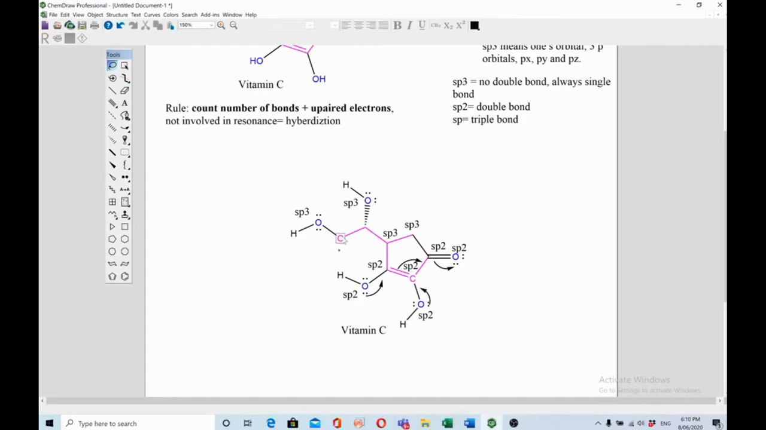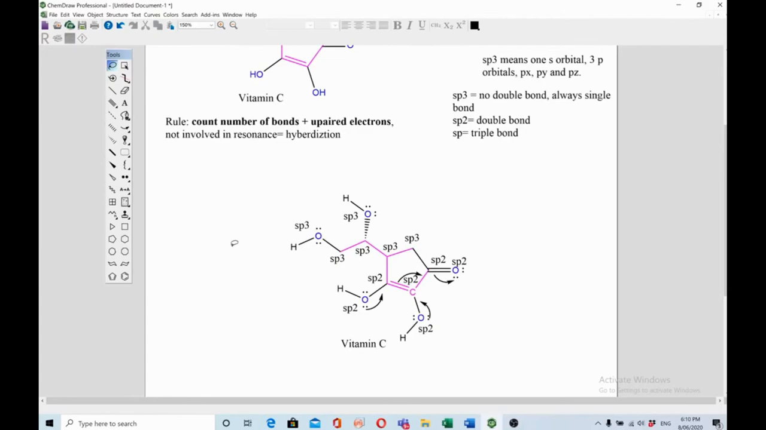So easy, this carbon has no double bond, no triple bond. It is making bonds with oxygen, with this carbon and two hydrogens. So this is sp3, and this is also sp3. No double bond, no triple bond, no unpaired electrons. So sp3. I hope you liked my video, and this is the correct hybridization of each atom in vitamin C.